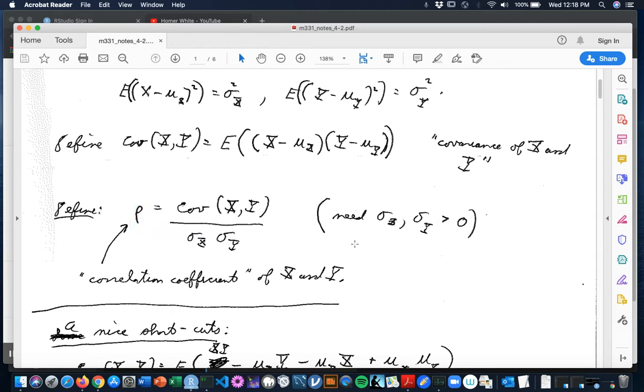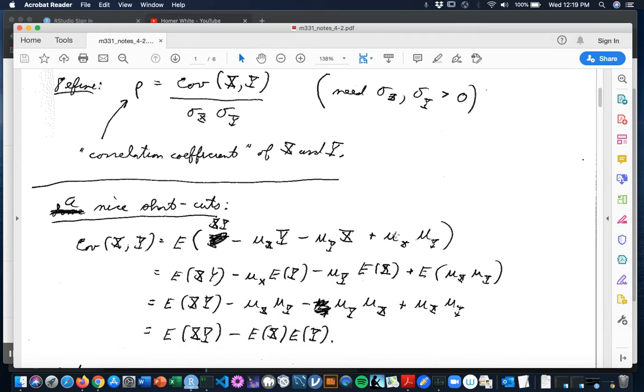Now, of course, this definition only holds good if the standard deviations are both non-zero numbers. They can't be negative, so they have to be positive numbers. Remember, it is possible for a variance to be zero if a random variable is a constant random variable. So we're just asking that they not be constant random variables.